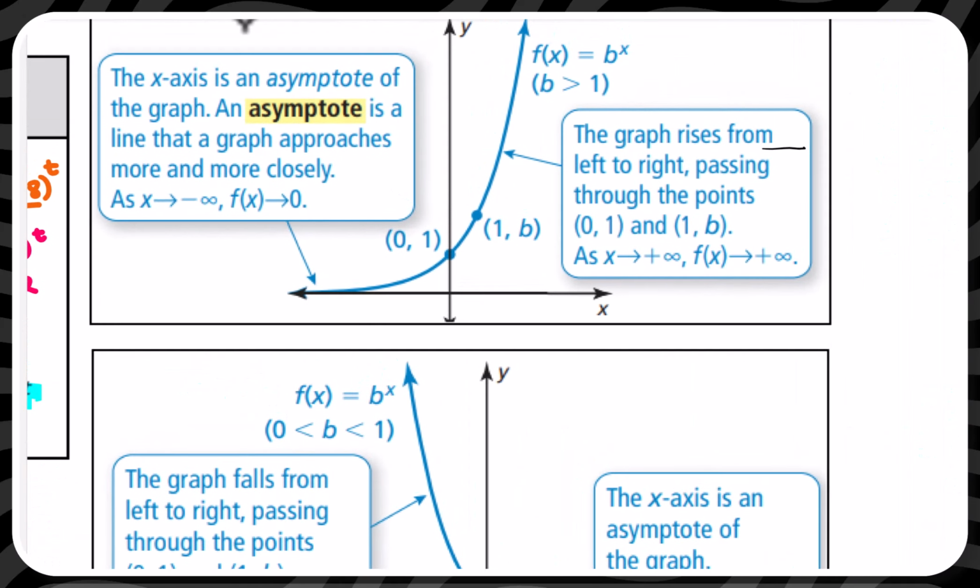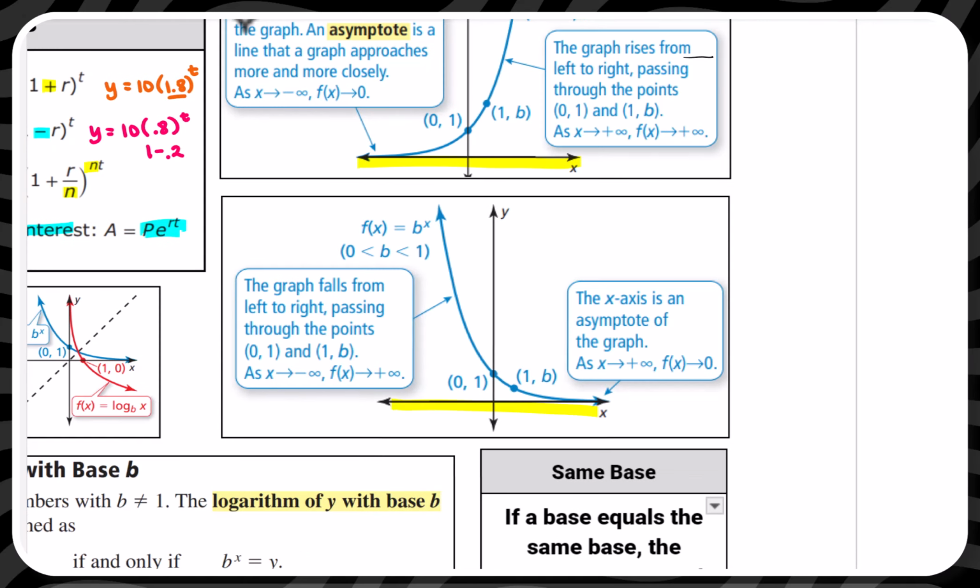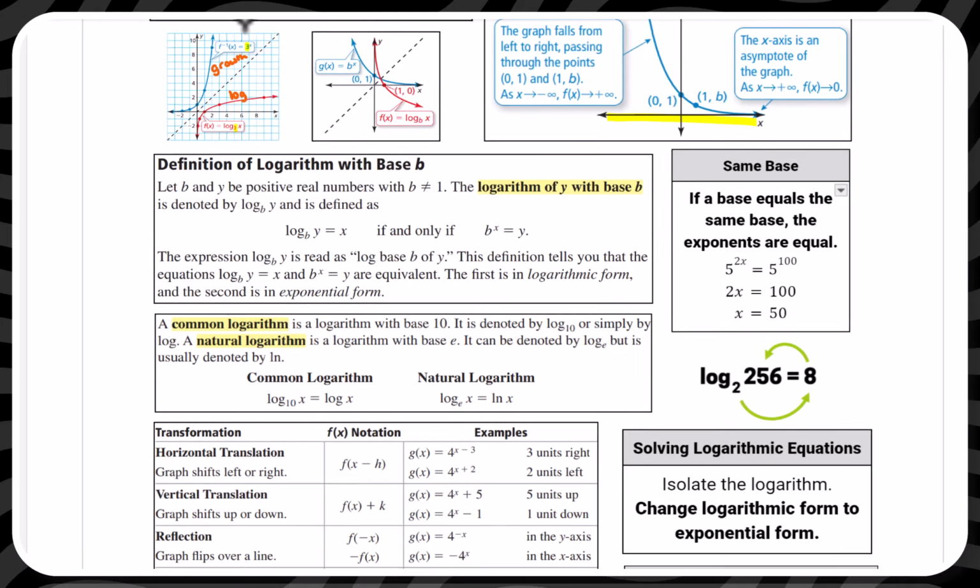Over here, we talk about how we have an asymptote with exponential growth or decay. It's going to start with the x-axis, and unless you are making it translate up or down, it's going to be the x-axis for a growth or a decay.